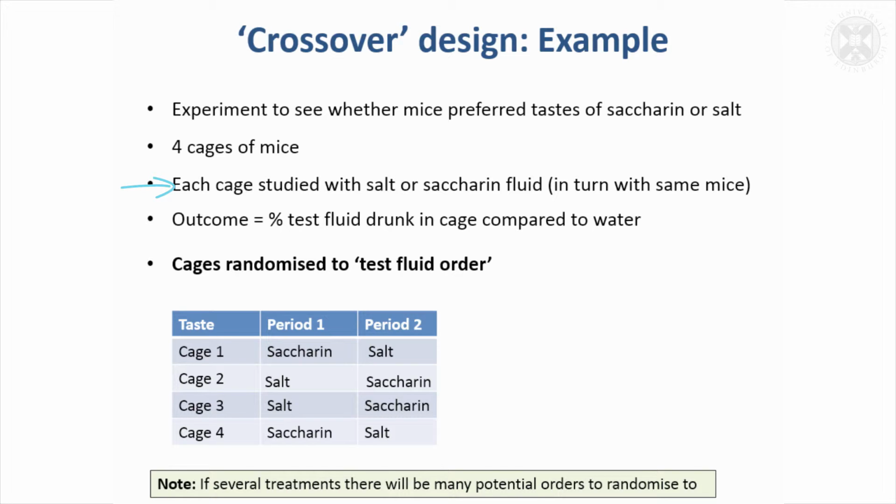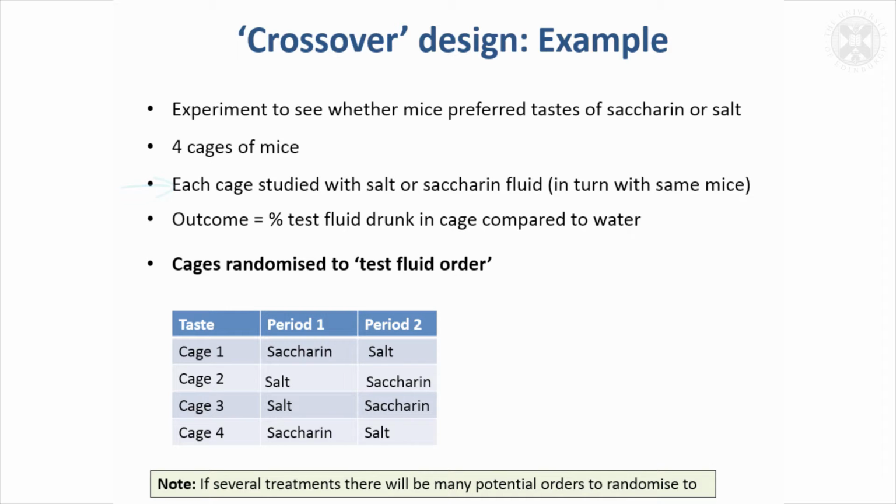So you give one fluid to the first cage for a bit and then switch over to the other fluid. By doing that, if there was a particular effect, a correlation between the animals in, say, cage 1, then by giving them both of the interventions it takes that out. And so we would do that.